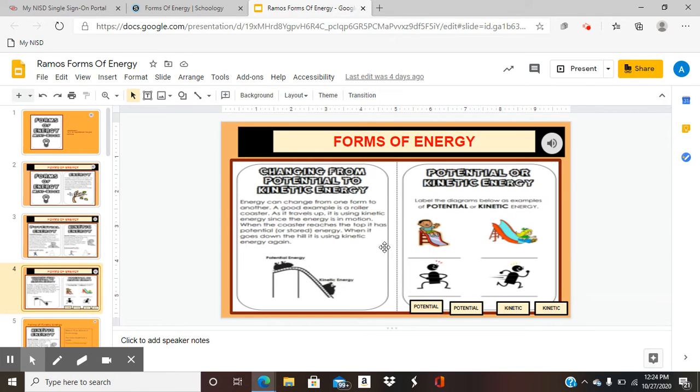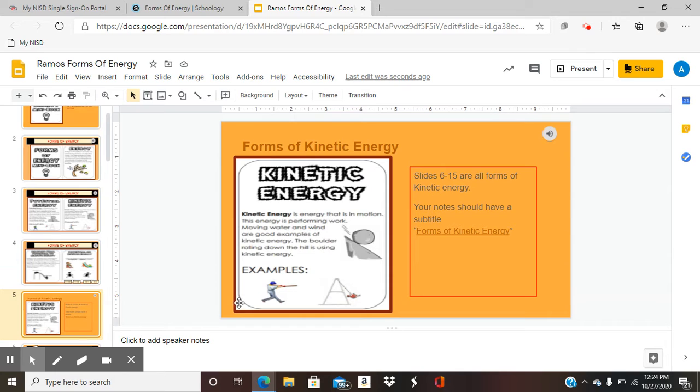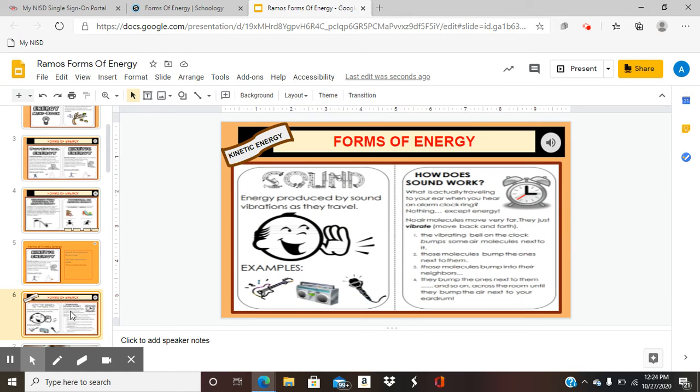So what you're going to do here on this side is click and drag these names of potential and kinetic to the right places. Label the diagram below as examples of potential and kinetic energy. Now, slides 6 to 15 are all forms of kinetic energy, so you can start jotting some notes down, whatever gets your attention. There are very important points in these notes.